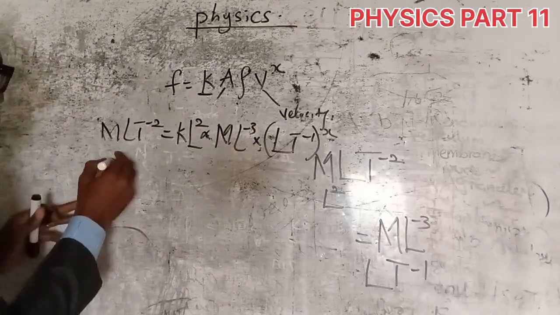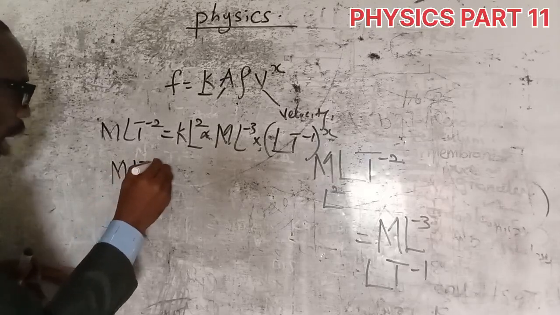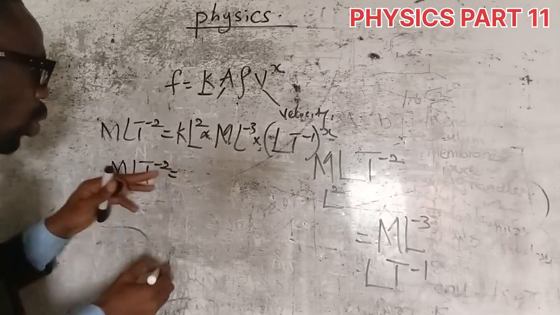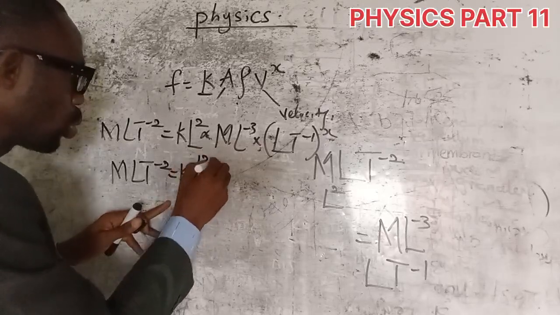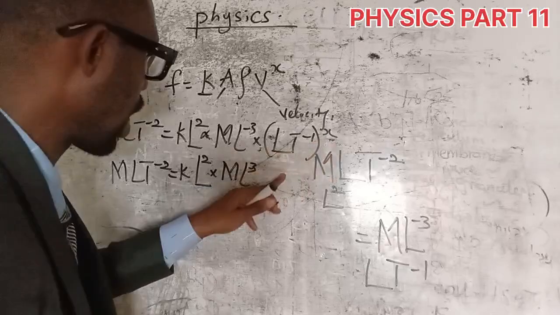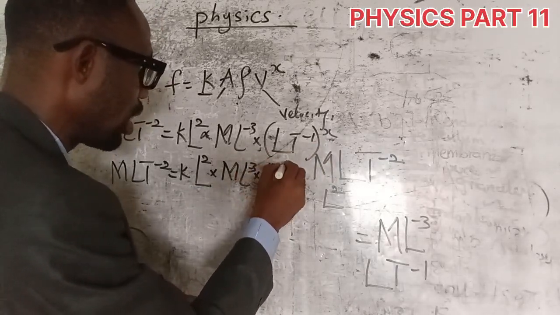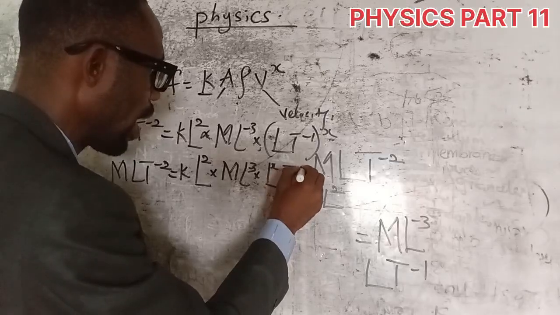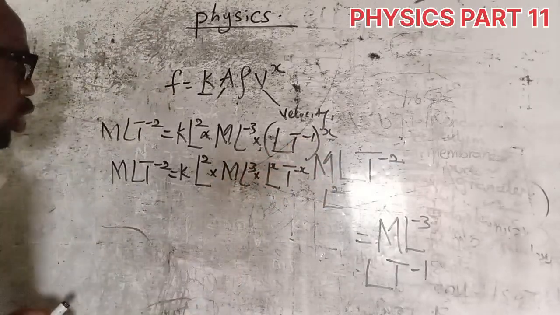So what do we have? You have M L T raised to power minus 2 will be equal to K. Now you have L raised to power 2, times M L raised to power minus 3. Bring it out. This will become times L raised to power x and T raised to power minus x. One times x will give you x. Do you understand?